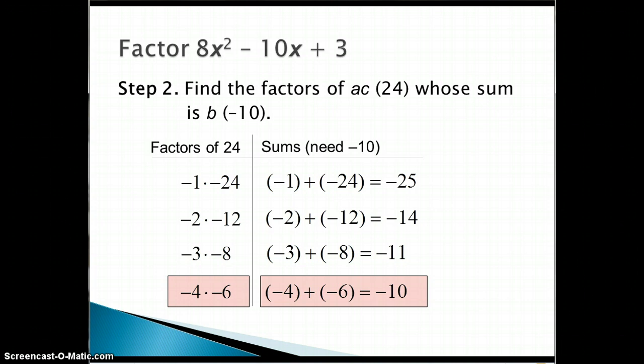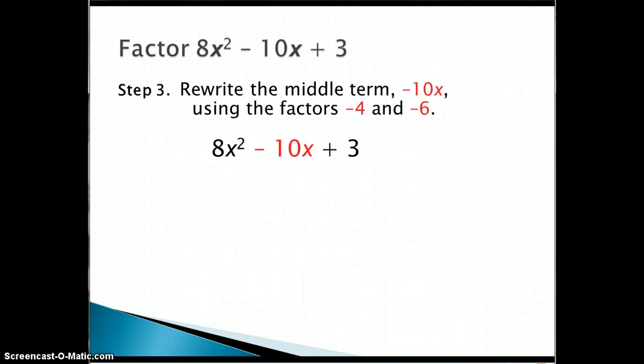Remember, we're going to use those as coefficients to split up that negative 10x in the middle into two terms. So here's our trinomial. We're going to turn it into a 4-term polynomial by rewriting the negative 10x as negative 4x minus 6x. So now we have a 4-term polynomial and we're ready to factor by grouping.